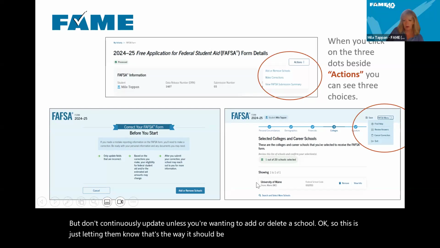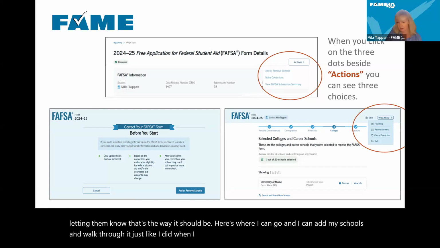Here's where I can go and I can add my schools and walk through it just like I did when I originally did my FAFSA.